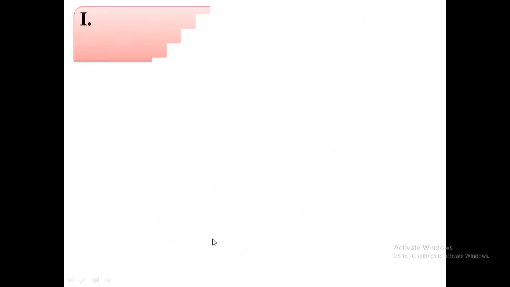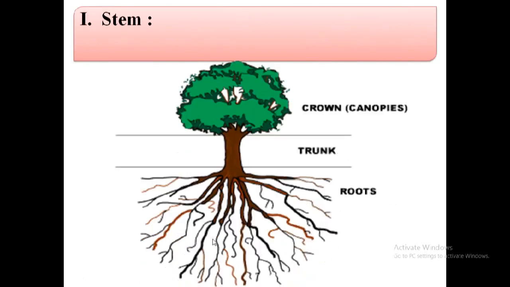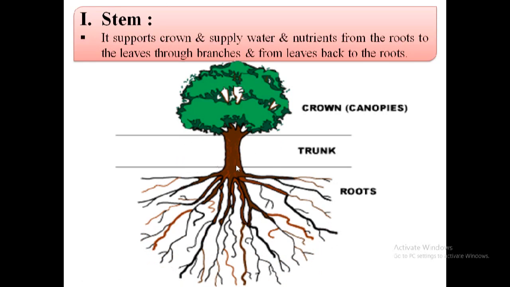So firstly we will see about the stem. In this image, we can see this is the stem and this stem supports this crown and supplies water and nutrients from these roots to the leaves through the branches and from leaves back to the roots.